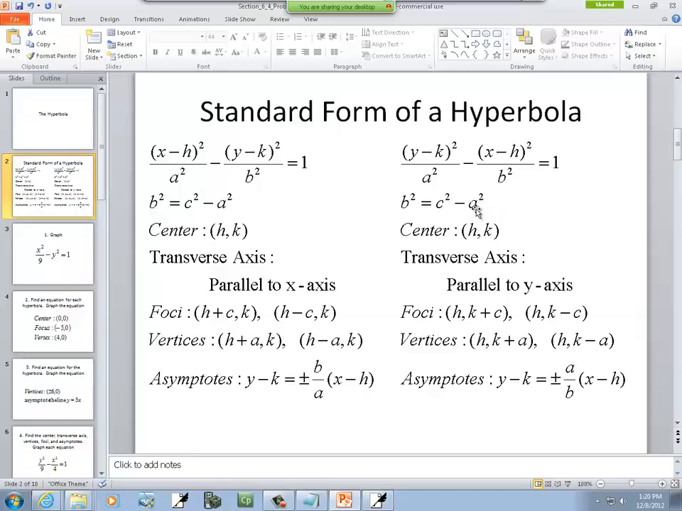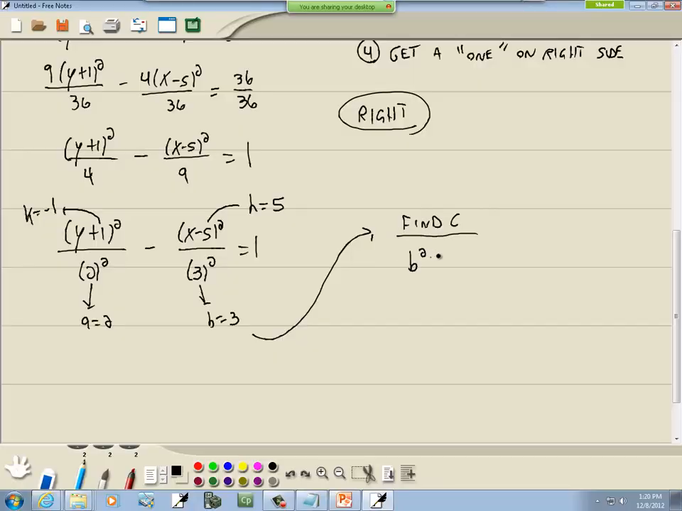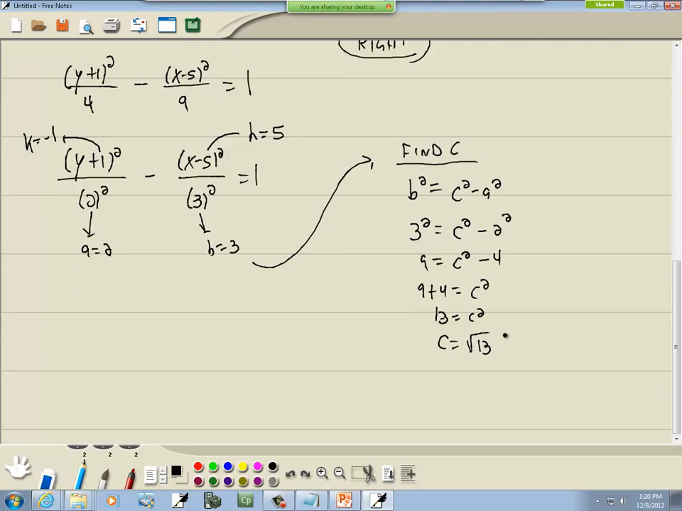Well, our formula says b squared is equal to c squared minus a squared. B we said was 3, so we got 3 squared is equal to c squared minus 2 squared. So 9 is equal to c squared minus 4. Bring the negative 4 over, it becomes a positive 4. That number looks familiar. C is equal to square root of 13. What if this is one? Hopefully it's not exactly like one we did before.